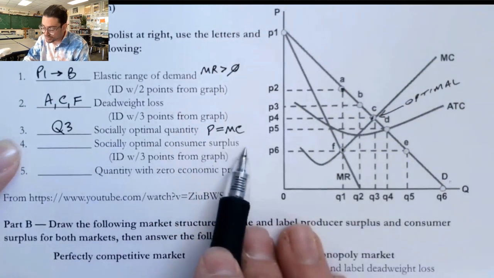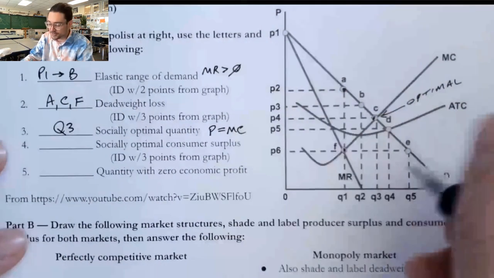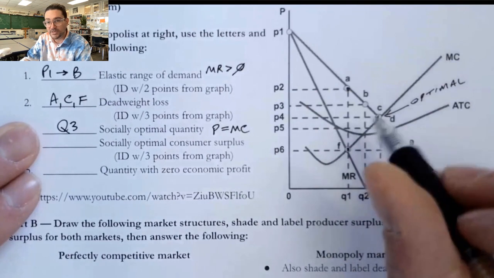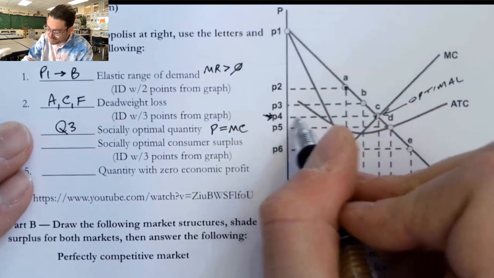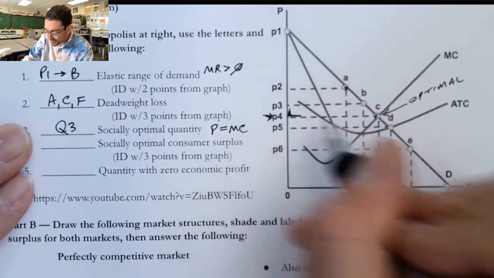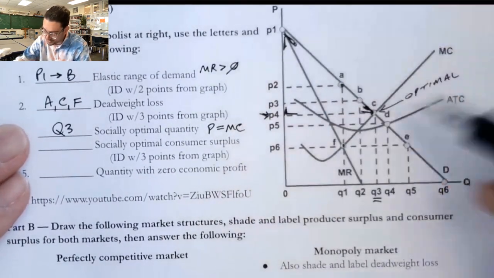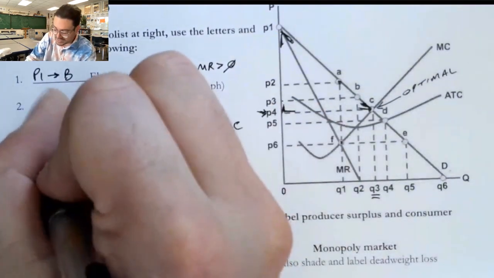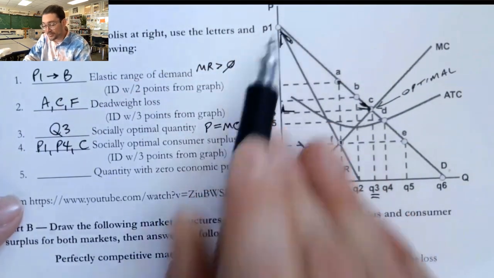And now the socially optimal consumer surplus. If they were at socially optimal, how much would the consumer surplus be? And that goes from the price that they would be charging all the way up to the demand curve. So if we were producing Q3 units, the socially optimal quantity, I go up to the demand curve to point C, and I find that the price would be right here at P4. So the amount of consumer surplus would be all the way from here over to point C. So it'd be a fairly large triangle of P1 to P4 all the way over to C. Again, going from the price that we are paying all the way up to the demand curve.